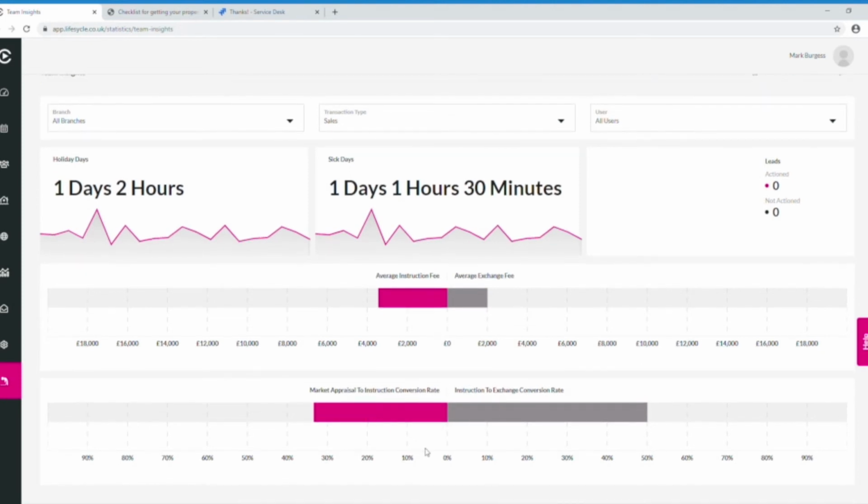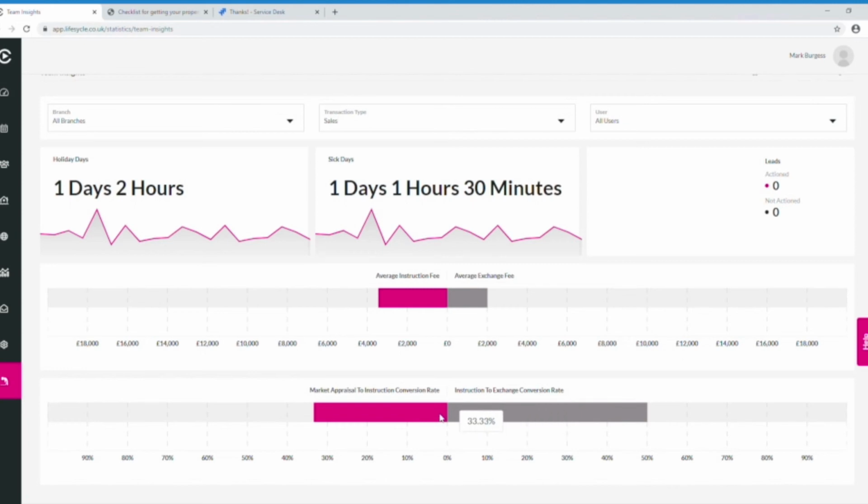Down the bottom here, we are looking at someone's conversion rate, as people traditionally talk about it, from market appraisal to instruction, versus their conversion rate from instruction to actually exchanging. This particular conversion rate shows us that although the person's only got a 33% listing conversion rate, we sell half the stuff that they take on the market.